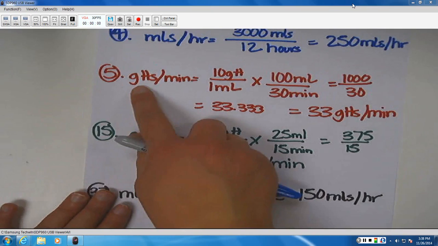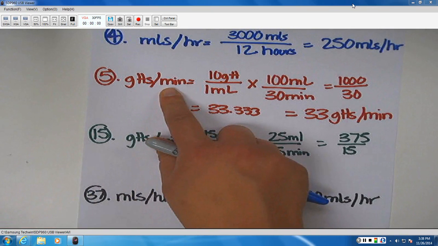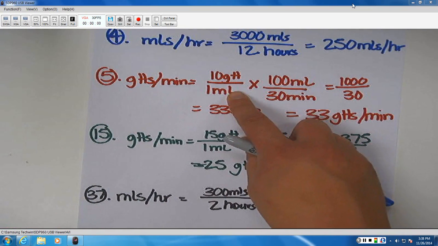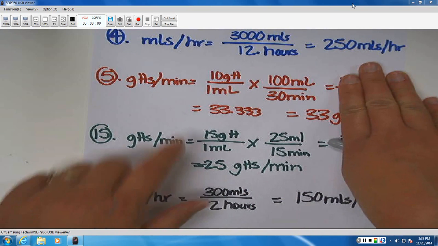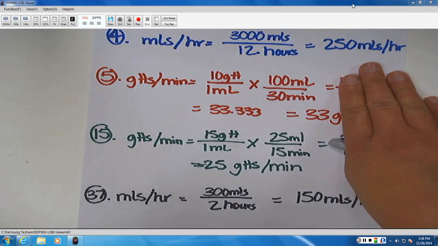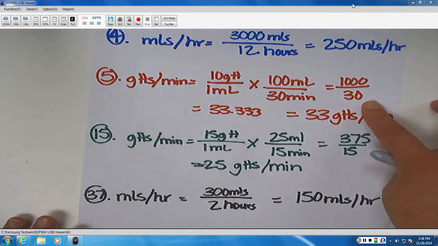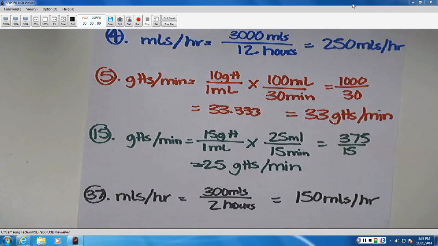So number 5, again, I'm solving for drops per minute, and I know that my tubing drop factor is 10 drops per ml. I have 100 milliliters I need to infuse in 30 minutes. So this is how you set it up, your drop factor and what you need to give. And then I'm going to multiply straight across. So 10 times 100 is 1,000 divided by 30. And I end up with 33.333333.